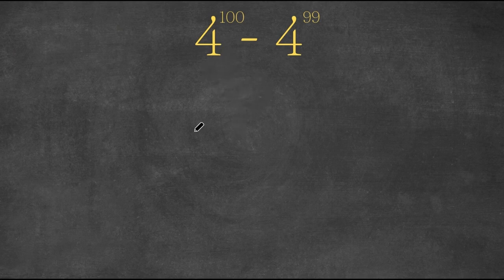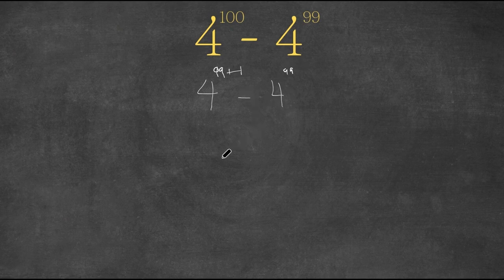So what we're first going to do is rewrite 4 to the power of 100 as 4 to the power of 99 plus 1. All we did was change the 100 to 99 plus 1, and that is true. And we're going to keep the 4 to the power of 99 as is.